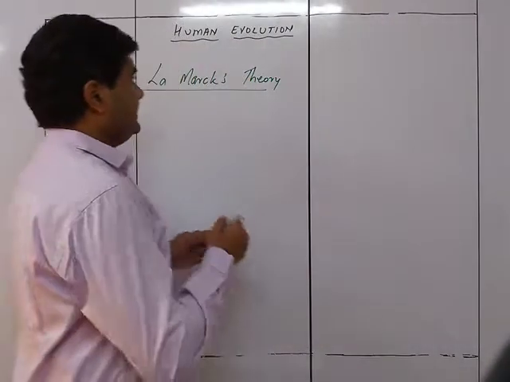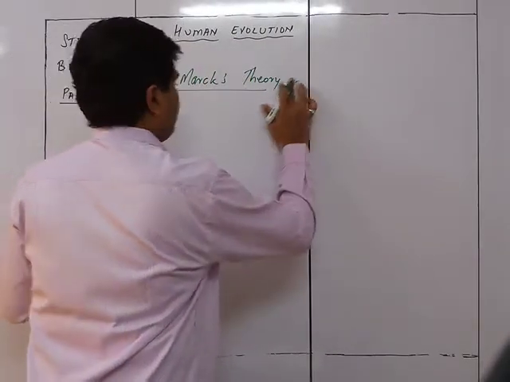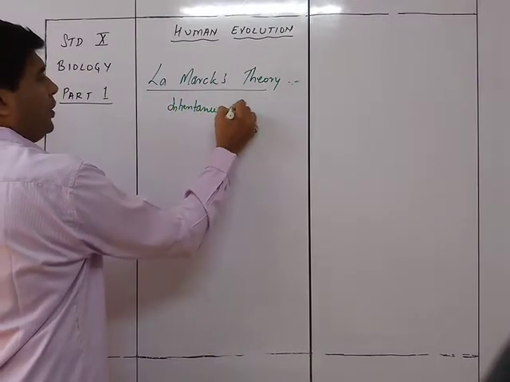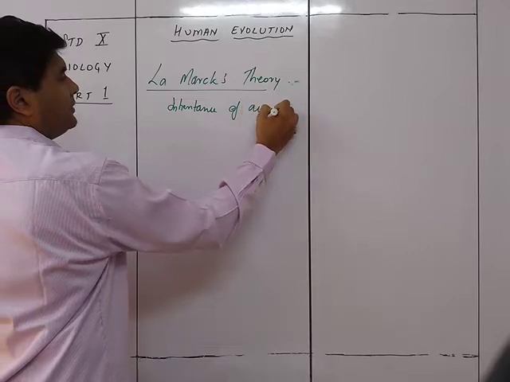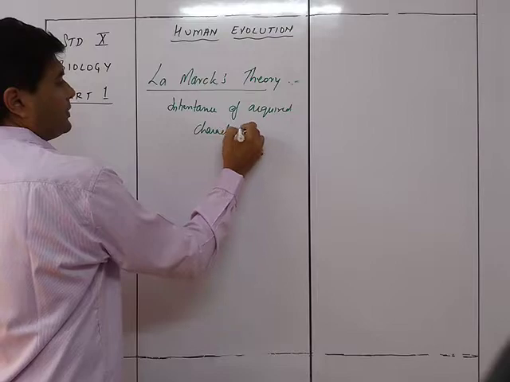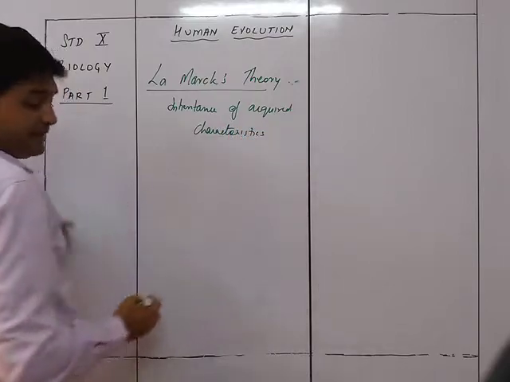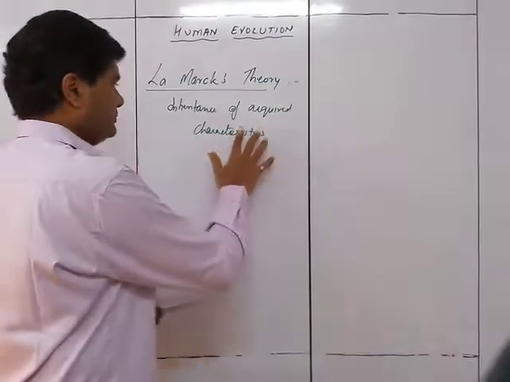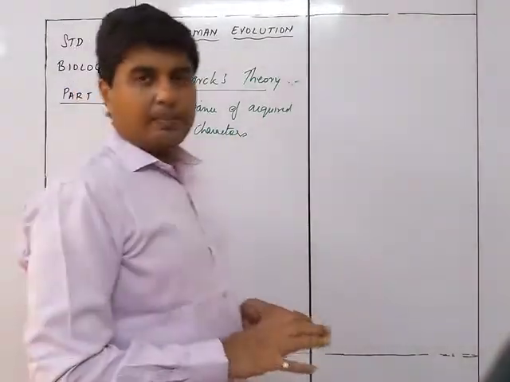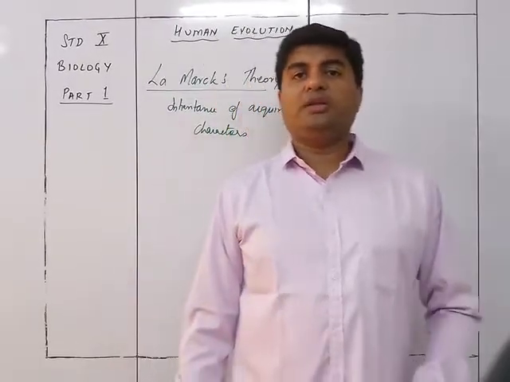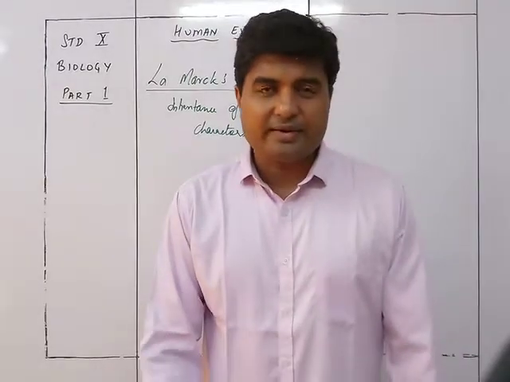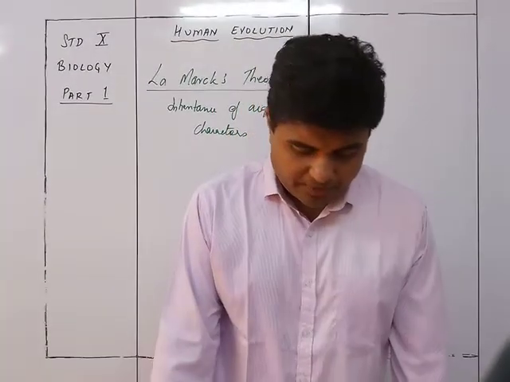So this thing is dependent on inheritance of acquired characters. Okay, characteristics or characters, yeah. So Lamarck proposed a theory which was dependent on the inheritance of the acquired characters. So as I told you about the giraffe, so that we are coming to that particular point now.